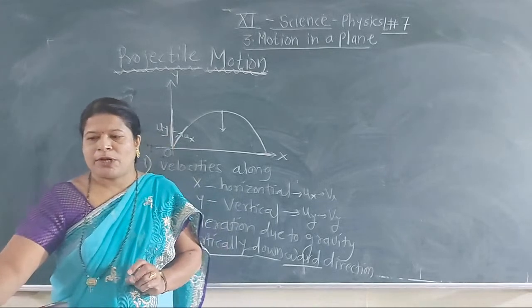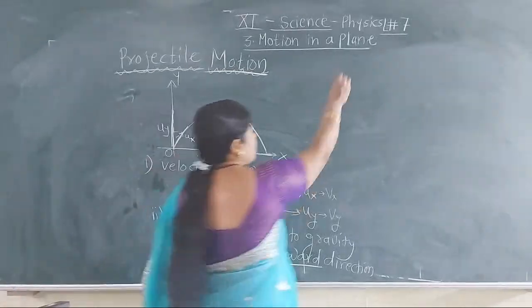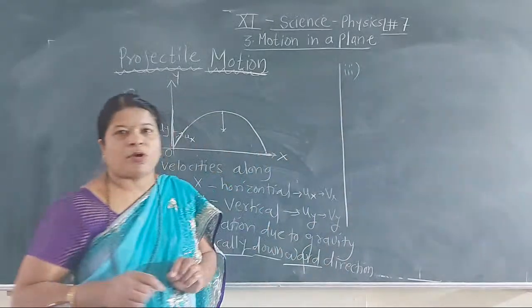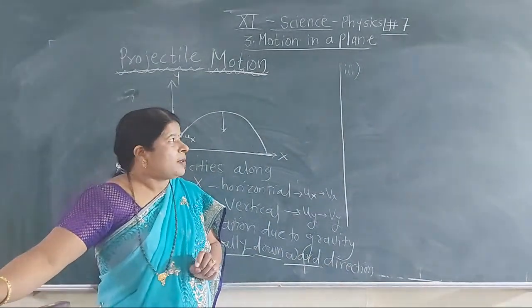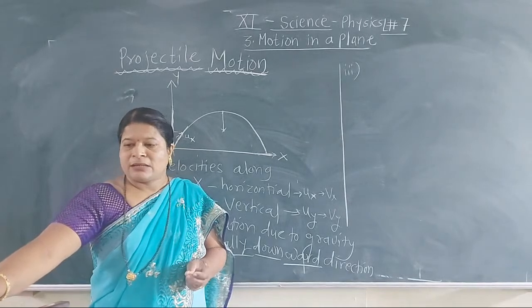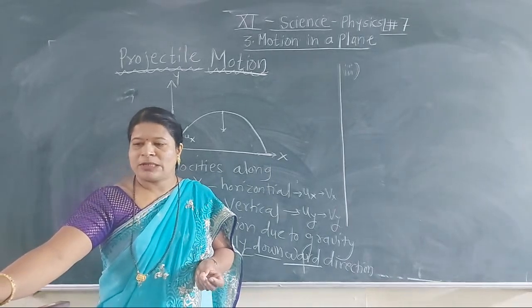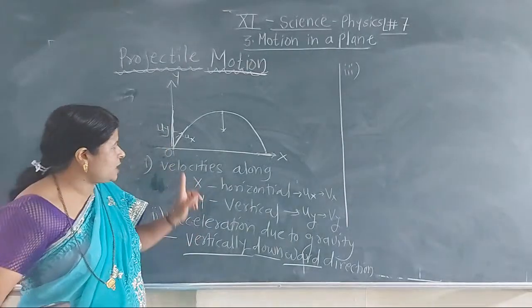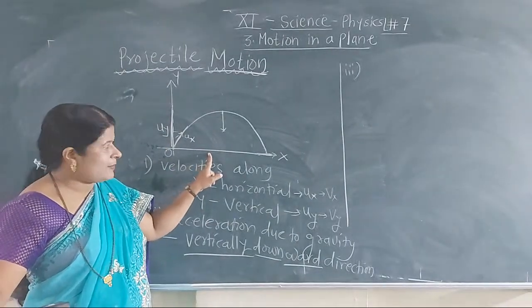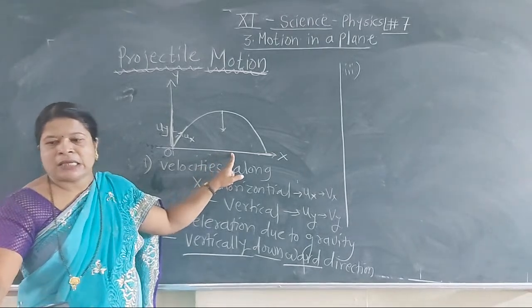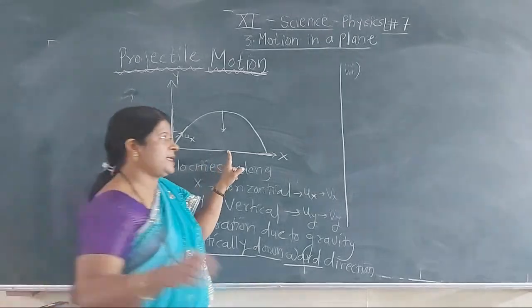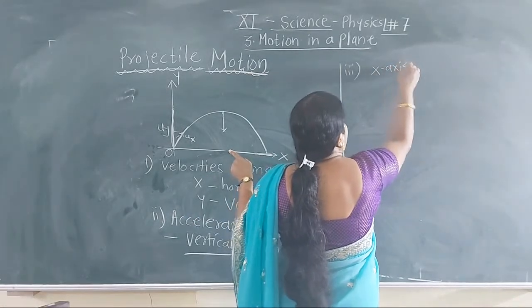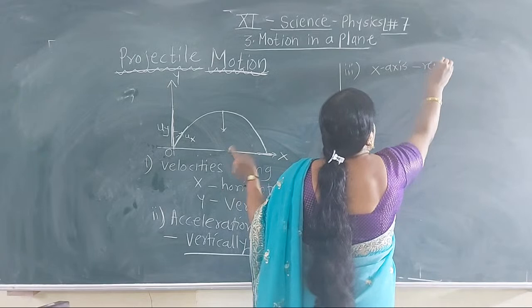Third important point of a projectile: the horizontal component of velocity remains unchanged. The horizontal component of velocity, that means along the x-axis, remains unchanged.